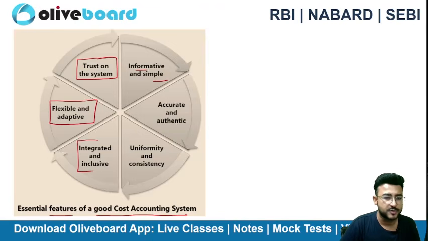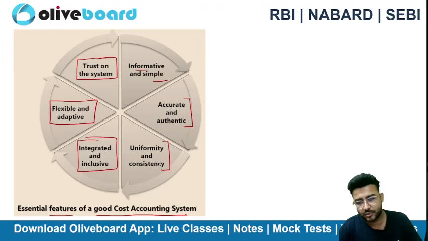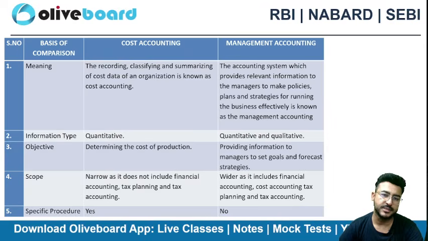Integrated and inclusive, it should be integrated with each and everything. It should be inclusive enough to cover each and everything, every aspect of cost. It should be accurate and authentic, and uniformity and consistency should be there. It's not like that we are inconsistent, right? Whatever policies we are following, we have to follow them on a consistent basis.